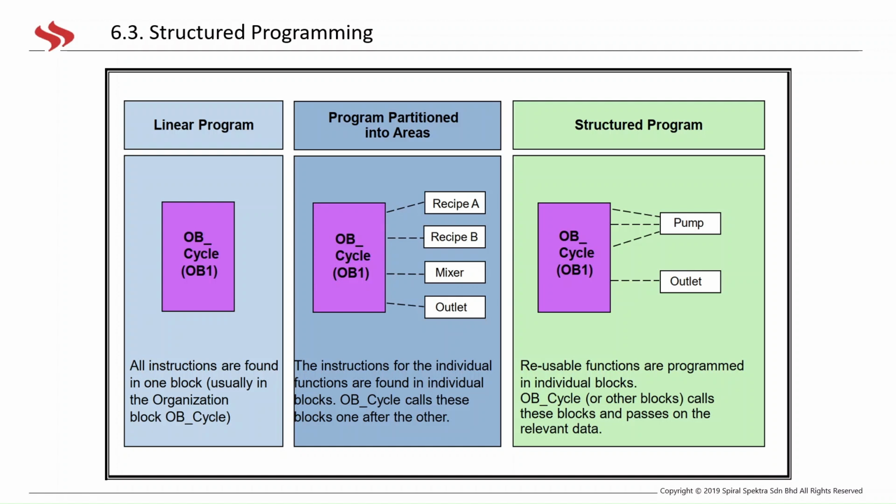As you can see, there are types of program structure. First is the linear program, where all instructions are found in one block, the organization block. Then we have the program partitioned into areas, where the instructions for the individual functions are found in individual blocks, and the OB calls these blocks one after the other. Next, we have the structured program, where reusable functions are programmed in individual blocks. The OB cycle calls these blocks and passes the relevant data.